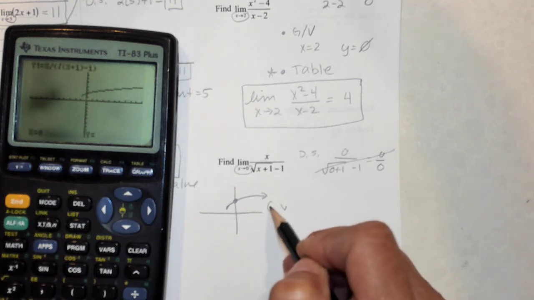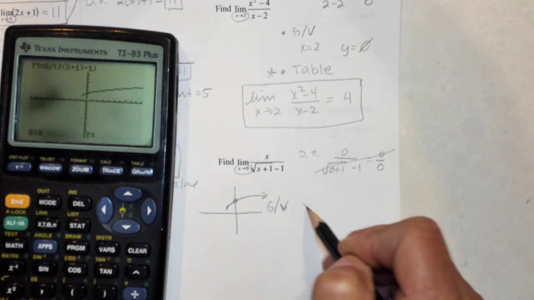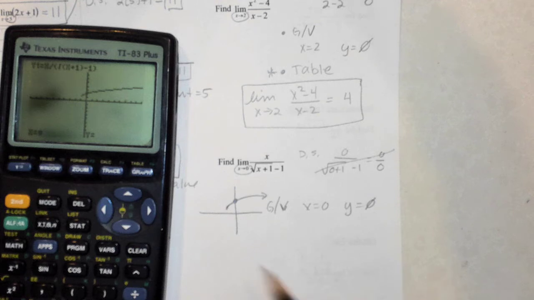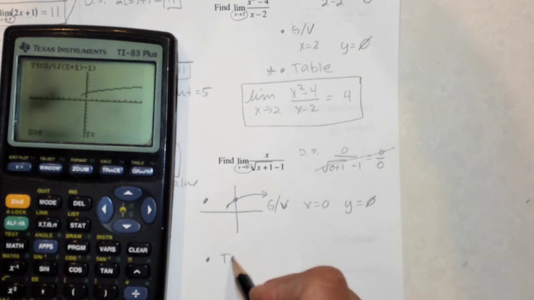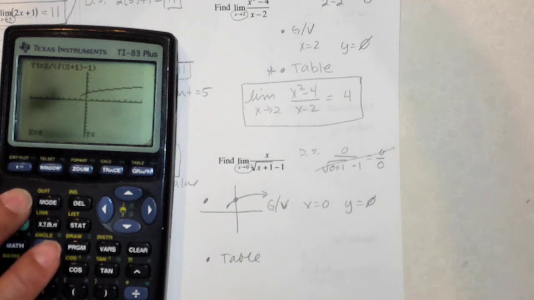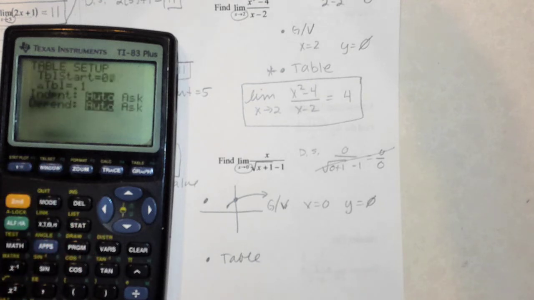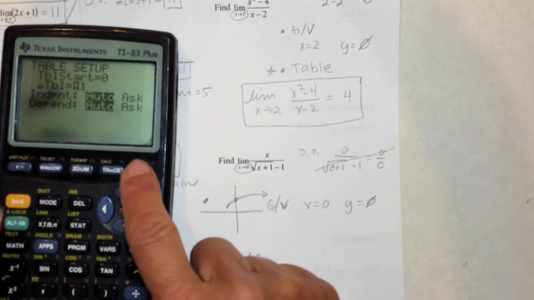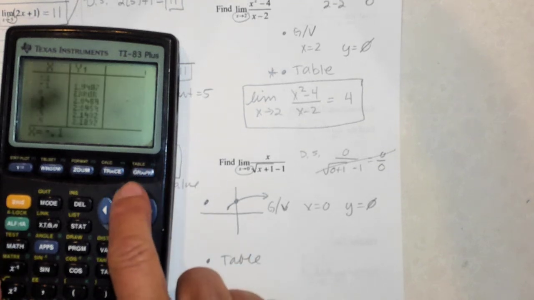So when I use my graph and then my value function, when x is 0, y is not defined. So that's not conclusive either. So I go to my third option and I'm going to set my table around the number I'm interested in, which is an x value of 0. I'm going to let it count by small numbers still. And then I'm going to look at my table by going to second table. I like to scoot up a little.